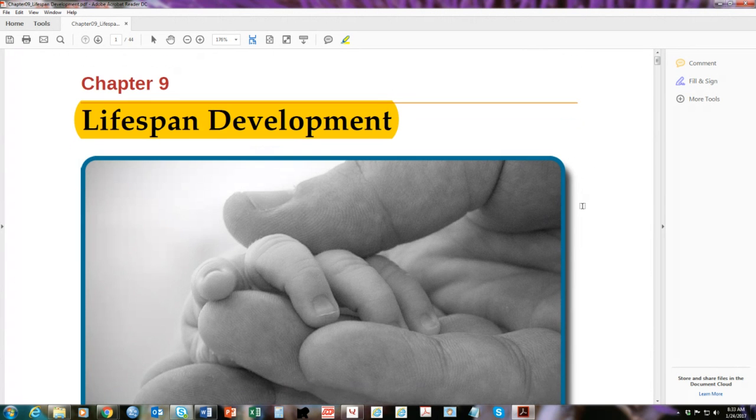I would say it is one focus. It is certainly an appropriate focus for an introductory textbook, but developmental psychologists will often specialize in a particular stage of life. Some are infant and childhood specialists, others are adolescent specialists, others are old age specialists or gerontologists.